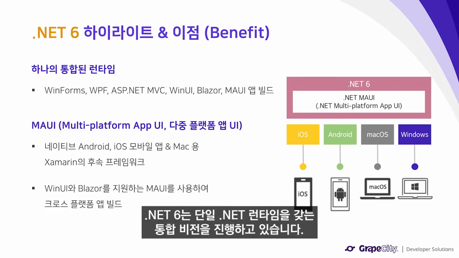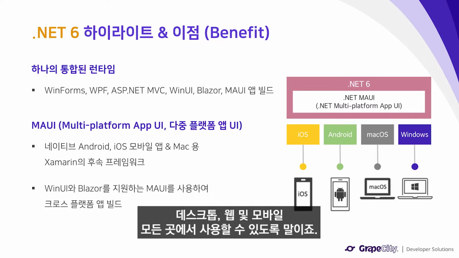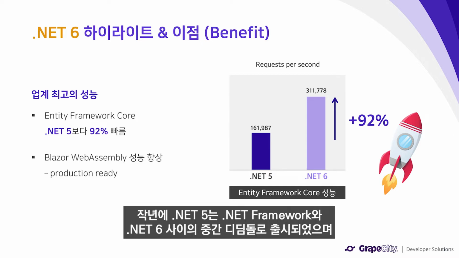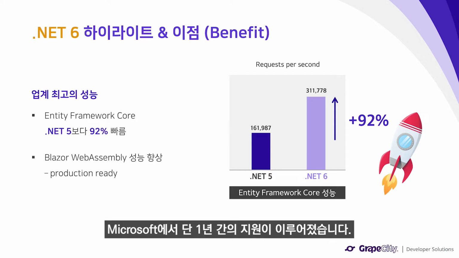So .NET 6 is really continuing this unified vision of having a single .NET runtime that can be used everywhere across the desktop, web, and mobile. Next, and perhaps the biggest benefit to migrating to .NET 6 is the performance improvements. Last year .NET 5 was released as sort of like this intermediate stepping stone between .NET Framework and .NET 6, with just 1 year of committed support by Microsoft.